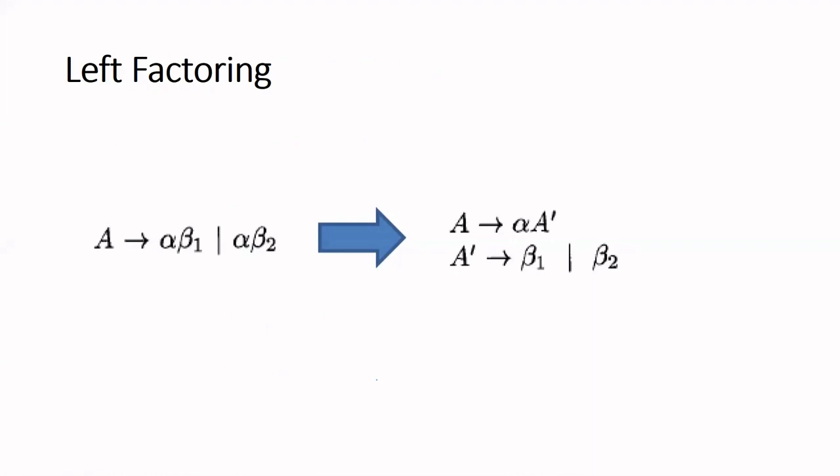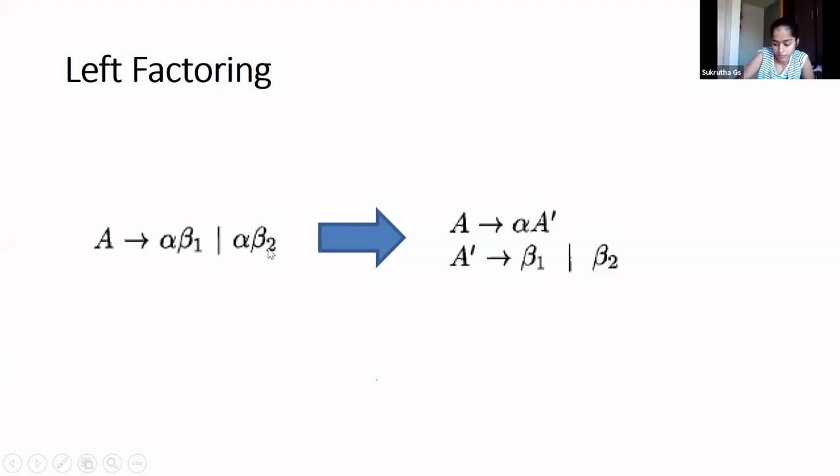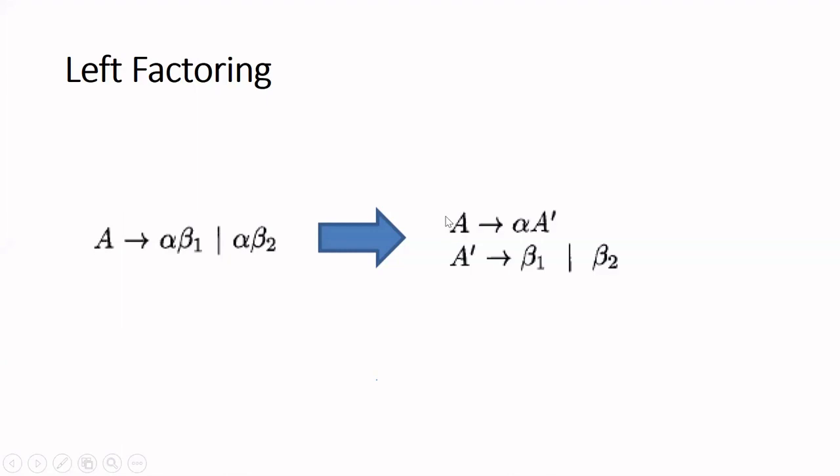So this is the general form of left factoring, where A derives alpha beta 1 or alpha beta 2. So what is common here? Usually in mathematical expressions, you remove the common factor and put other things in a parenthesis, right? The same thing over here. Which is common in these two things? Alpha. So in the general form, A derives alpha A dash, and A dash derives beta 1 or beta 2.